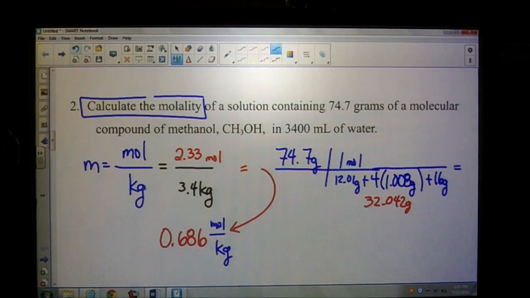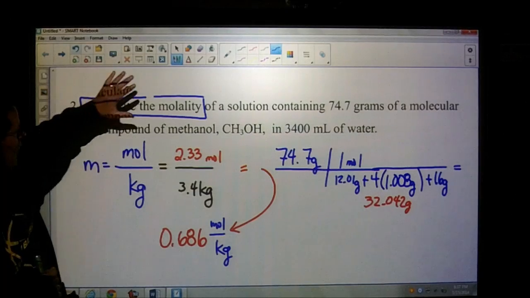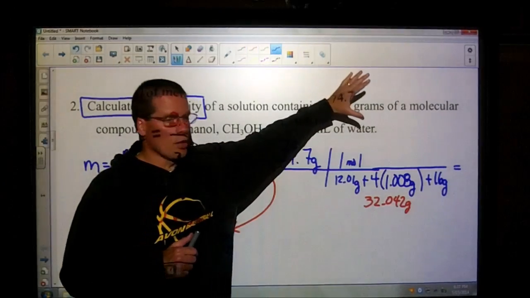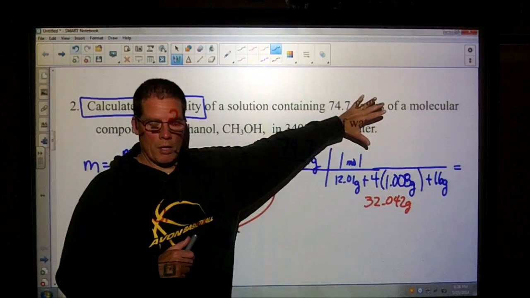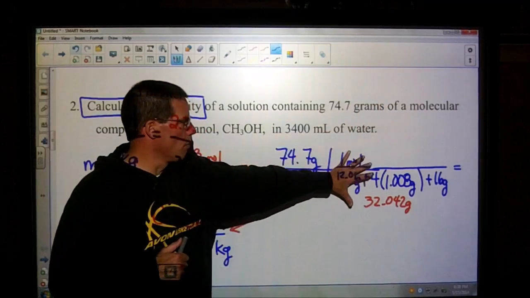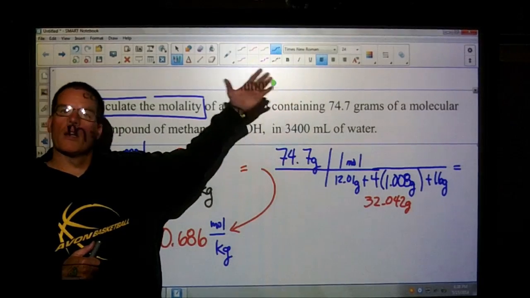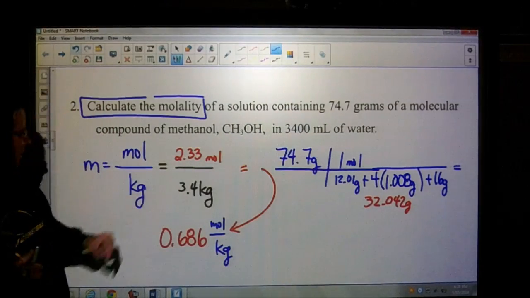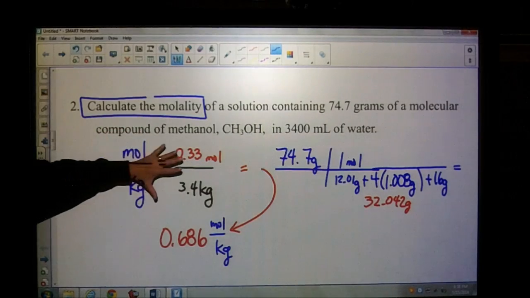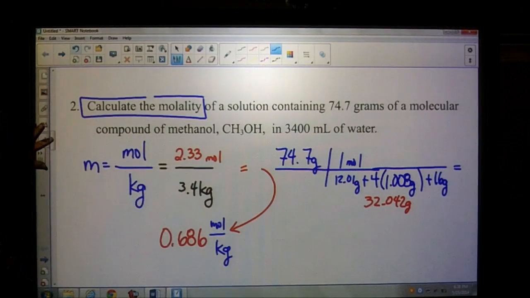So I think it's pretty straightforward to calculate the molality. Take your mass of your compound, convert it into moles. Take your volume or mass of water, convert it into kilograms. And then plug it in, show that step, and solve.